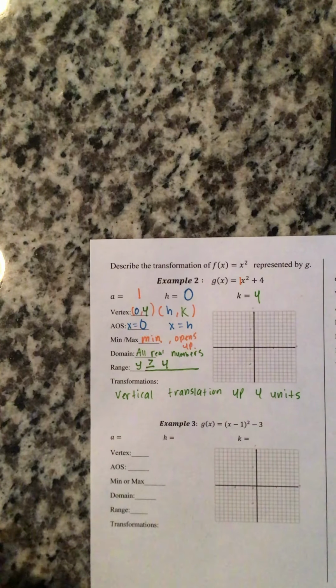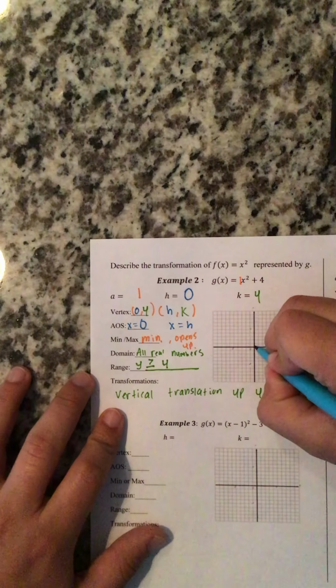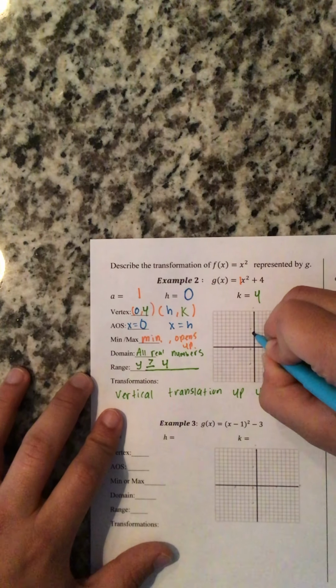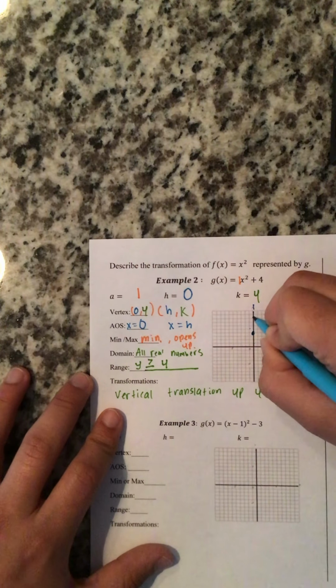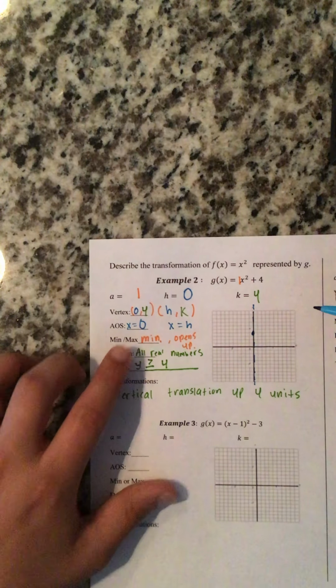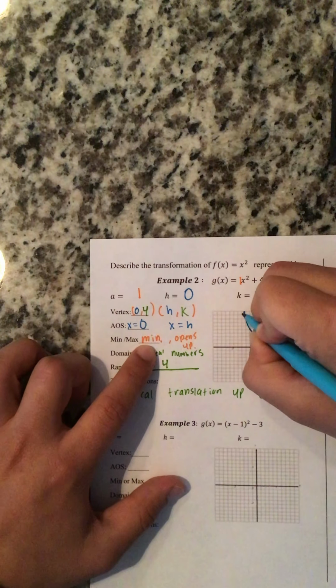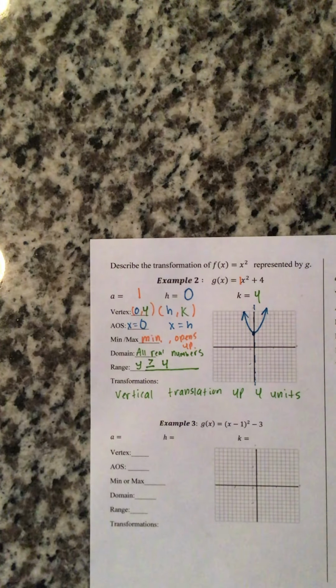So now we're going to graph this. Remember, it doesn't have to be perfect. So I'm going to put 0, 4. So 0, 1, 2, 3, 4 right there. My axis of symmetry is just this, the y-axis. And it opens up. So just draw like that. There we go. It doesn't have to be perfect. Just kind of a rough sketch. And that's perfect. That's good, okay? So example 2 is done.